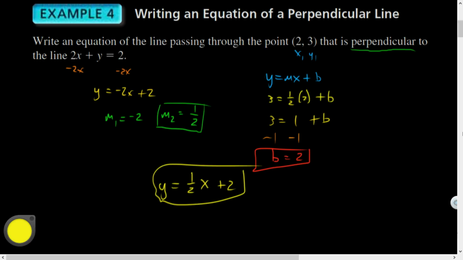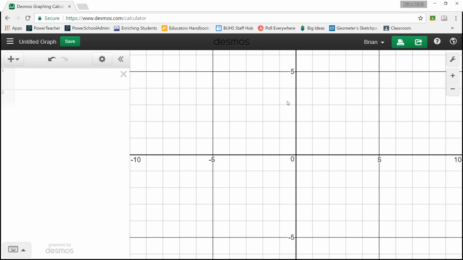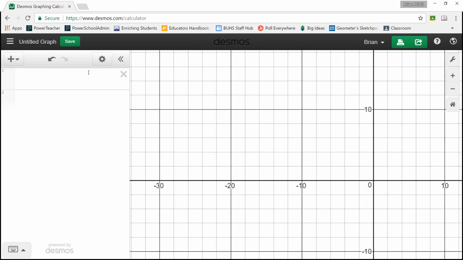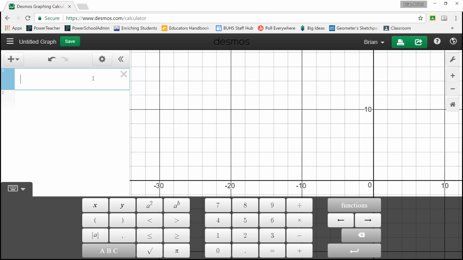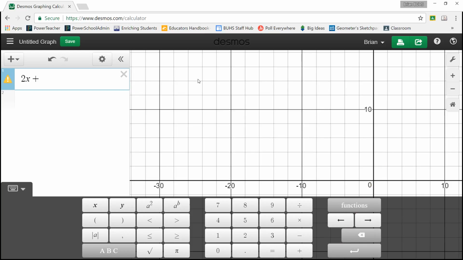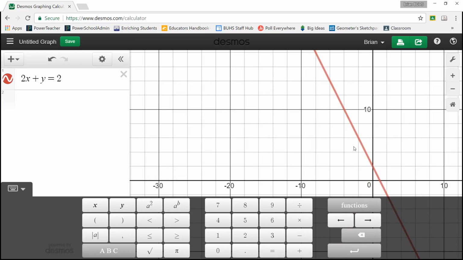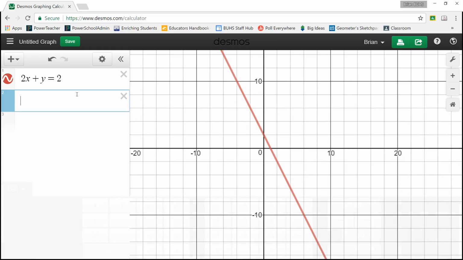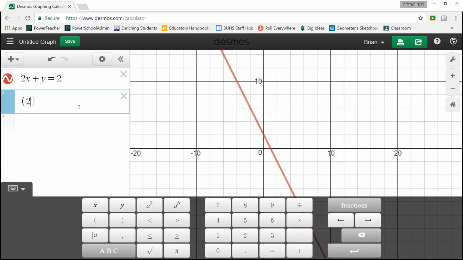Let's do a Desmos graph. Desmos.com/calculator, and let me switch over to projector mode. So let's write one of those equations. What's cool is, in Desmos I can even plug this equation in standard form: 2x plus y equals 2. So there's the first line they gave us. What was the point they wanted it to pass through? (2, 3). So there's (2, 3).